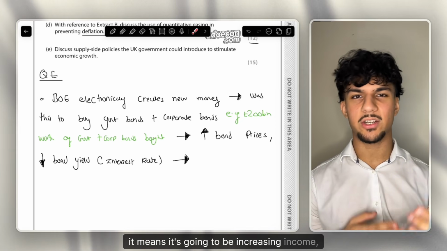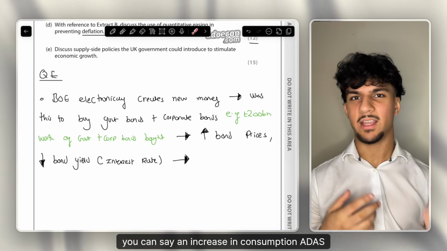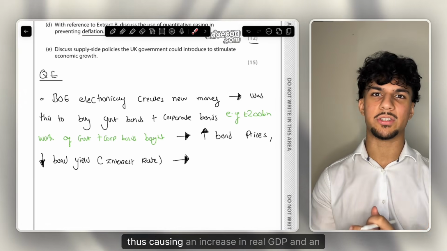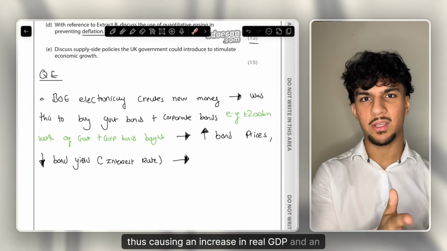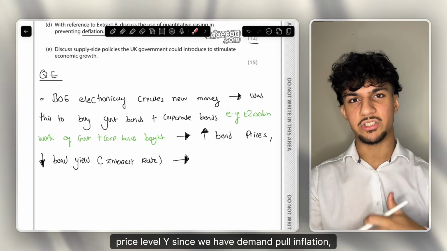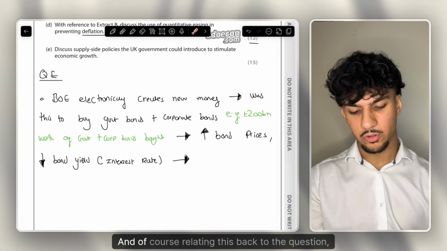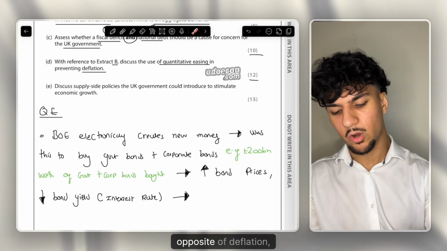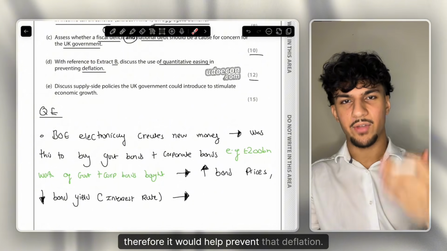It means there's going to be an increase in income. You can say an increase in consumption. AD/AS analysis, of course, shifting out AD, consumption is 60% of AD, thus causing an increase in real GDP and an increase in price level, since we have demand pull inflation, since AD is shifting out. And of course, relating this back to the question, this demand pull inflation is the opposite of deflation, therefore it would help prevent that deflation.